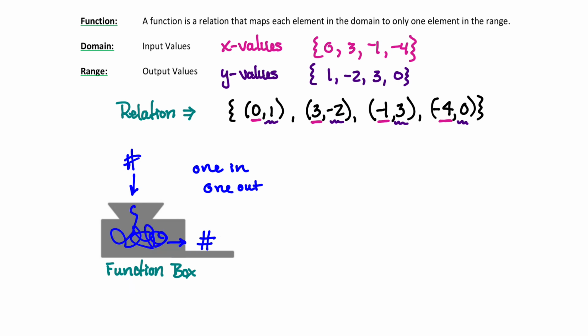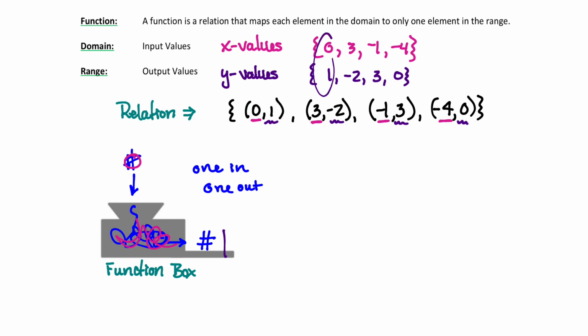And that's what this definition is saying up at the top. Each element in the domain, okay, so 0, 3, -1, 4, maps to only one element in the range. So this goes to this, this goes to this, this goes to this, this goes to this. When I dropped in a 0, it did its little thing and popped out a 1. That's what this tells me right there, right there.